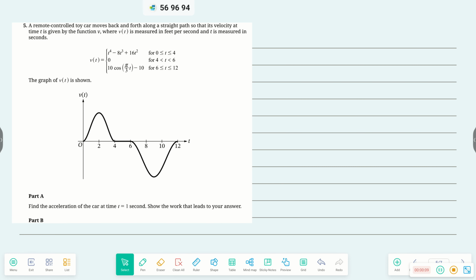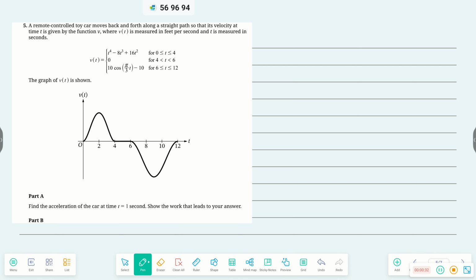A remote controlled toy car moves back and forth along a straight path. Great, so its velocity and time is given. And it looks like it gives you that little piecewise function and the graph as well. Find the acceleration of the car at time t equals 1 second. Show the work that leads to your answer.